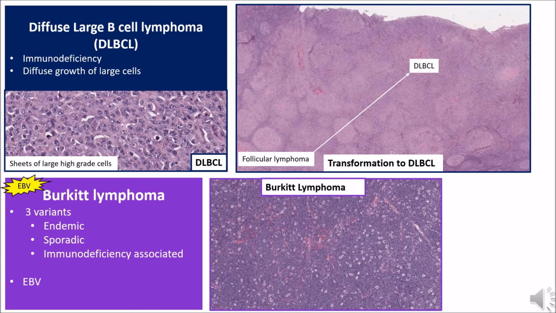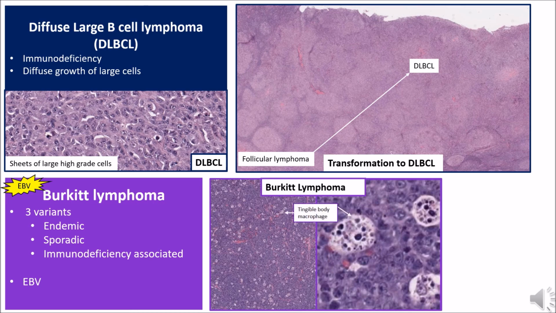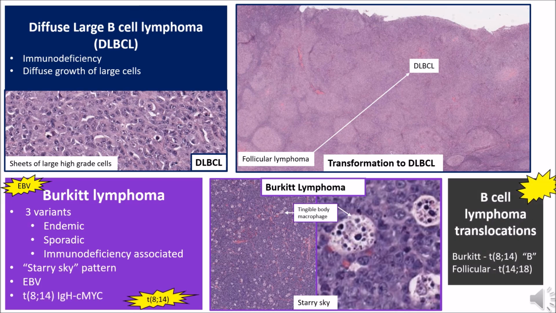Histology shows diffuse sheets of medium-sized cells with numerous tingible body macrophages, which imparts a starry sky appearance. The characteristic translocation is translocation 8;14, involving the IgH heavy chain and c-MYC. The translocation is easy to remember since the B in Burkitt looks like an 8.